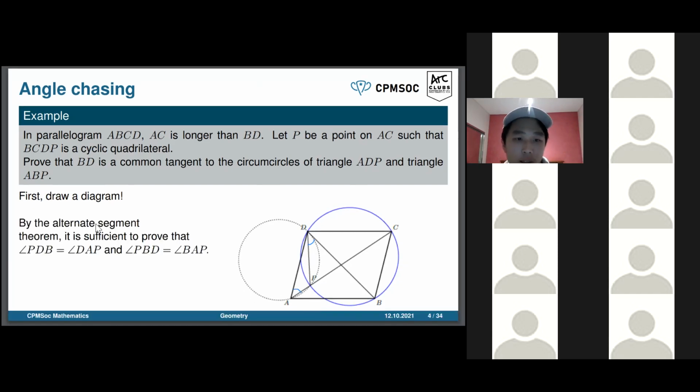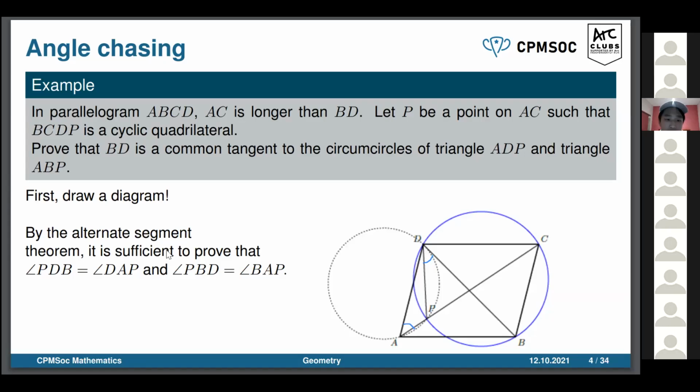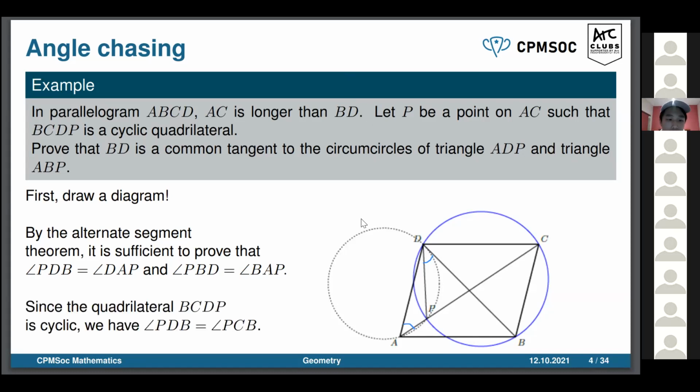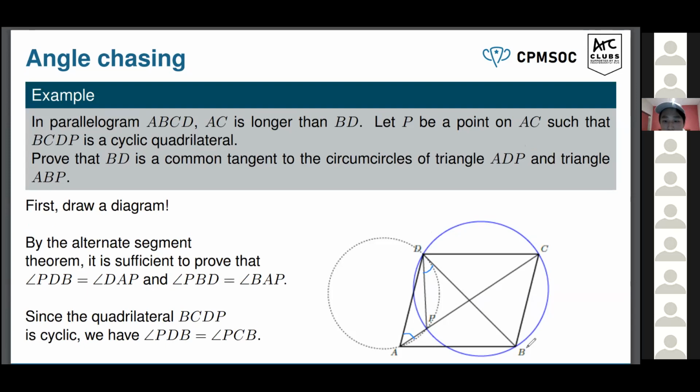And next, by the alternate segment theorem, it is sufficient to prove that angle PDB is equal to angle DAP. And the second equality is for the other circumcircle, which we will prove later, but it's basically the same proof, just for a different circle. Okay, and since the quadrilateral BCDP is cyclic, we also have angle PDB, which is this angle here, equal to angle PCB, which is this angle here.